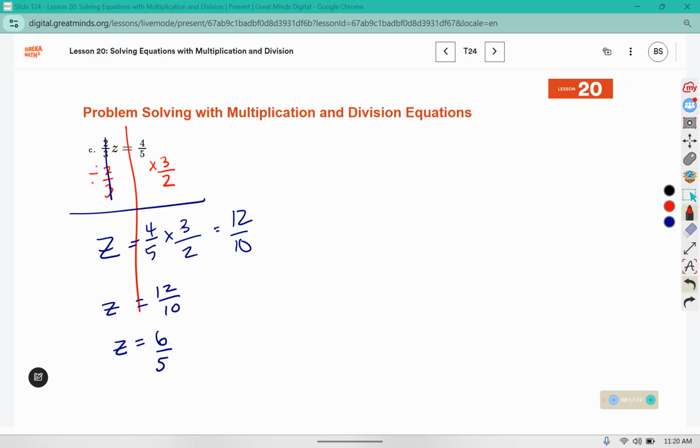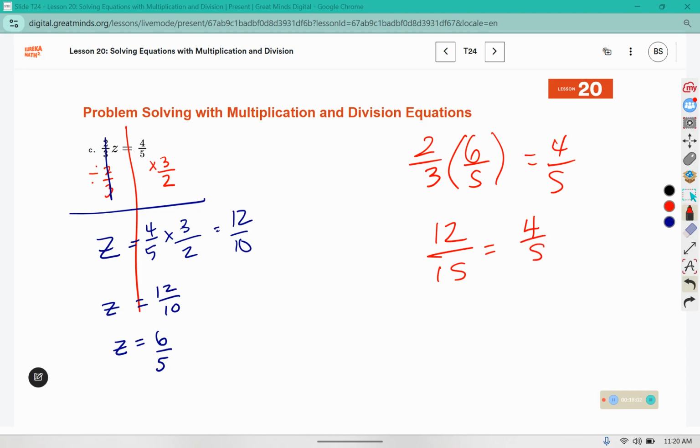Now let's check our work. Replace the z with 12/10 or 6/5. 2 times 6 is 12. 3 times 5 is 15. And if we reduce this, we do end up with 4/5. So we know that 6/5 is the solution to this equation.